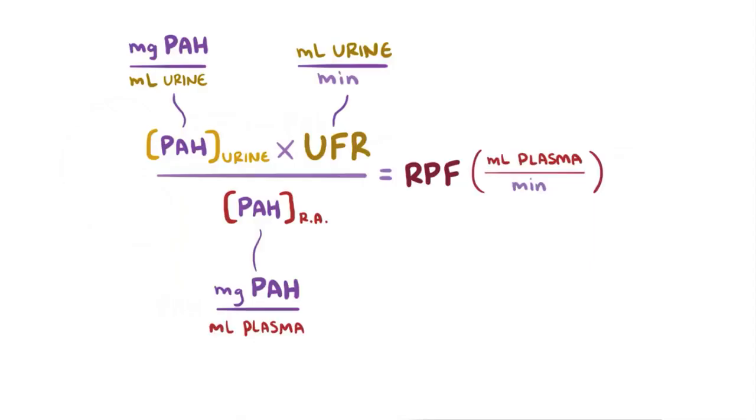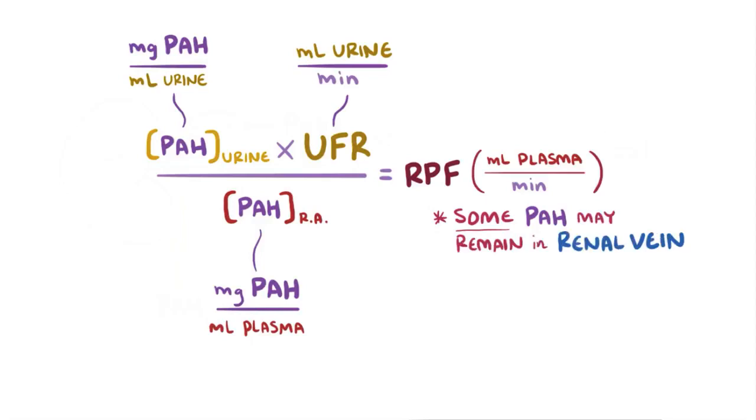And this makes it pretty easy to calculate renal plasma flow, but it's not 100% accurate, since it's possible that a tiny amount of PAH has remained in the renal vein. So the estimated renal plasma flow is usually thought to be within 10% of the true renal plasma flow.